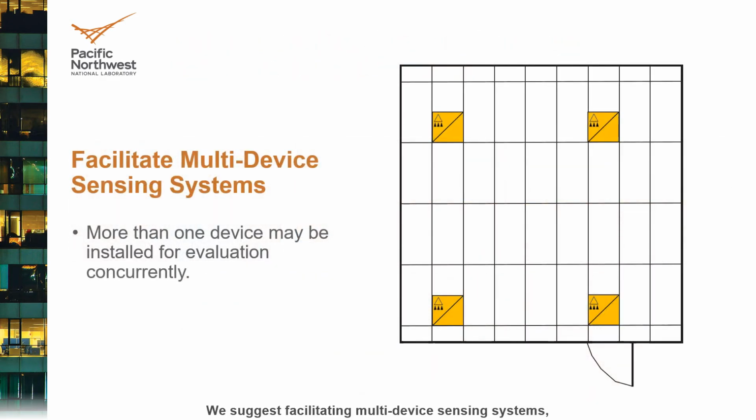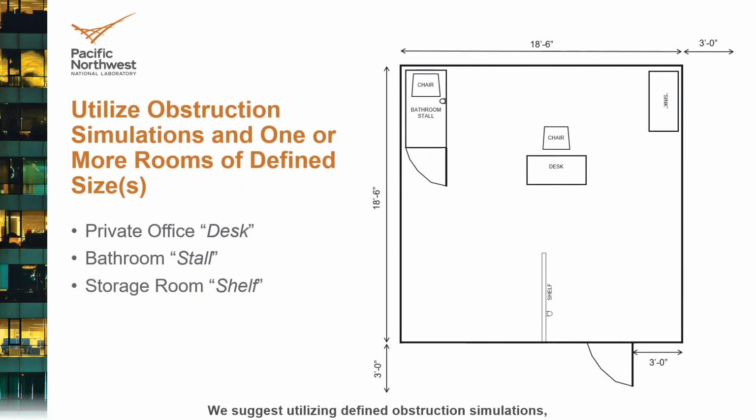We suggest facilitating multi-device sensing systems, meaning more than one sensor collaborating to establish claimed functionality. We suggest utilizing defined obstruction simulations such as a desk, bathroom stall, and shelf, which should be appropriate for the application or applications the occupancy sensor is intended for, and one or more rooms of defined sizes.